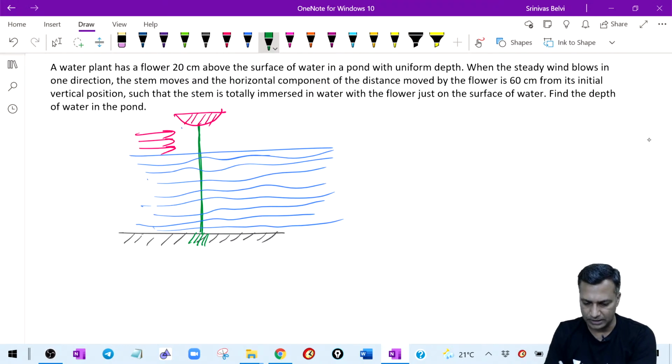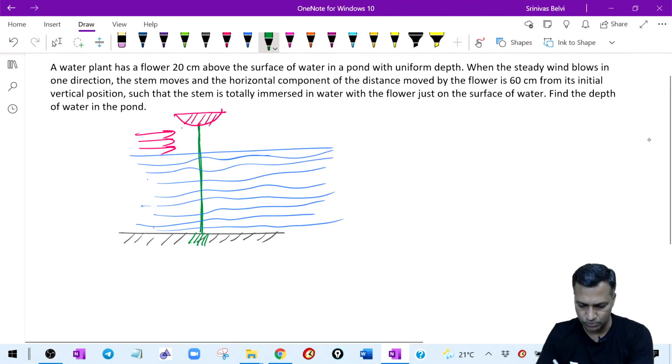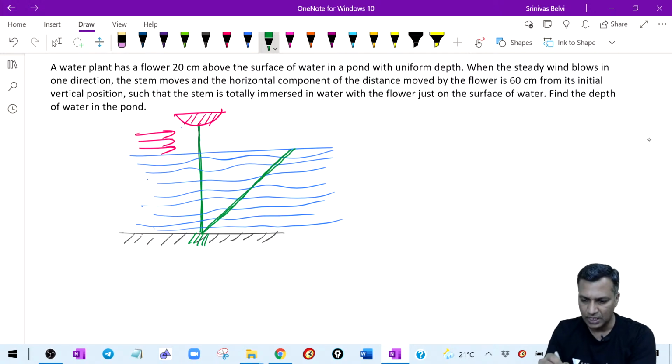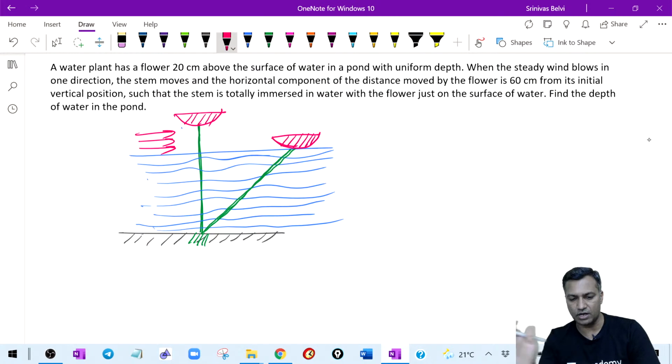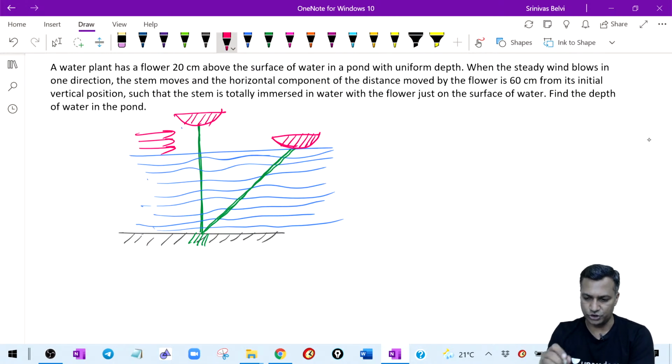So therefore, what happened? The stem moved to this position like this, where the flower is just on the surface of the water. The stem moved horizontally so that the flower has moved to that particular position. The stem has bent. Now, the flower has moved to that position. Now I am talking about what is the depth of the water. Fair enough. Okay, this is the diagram.